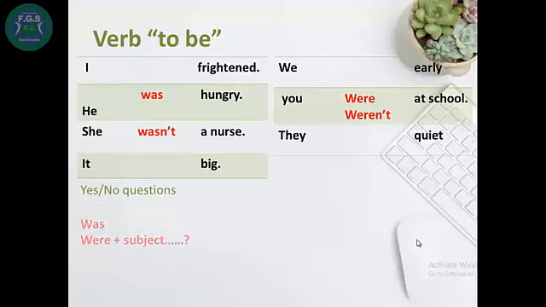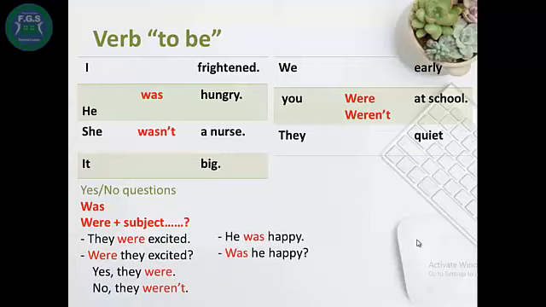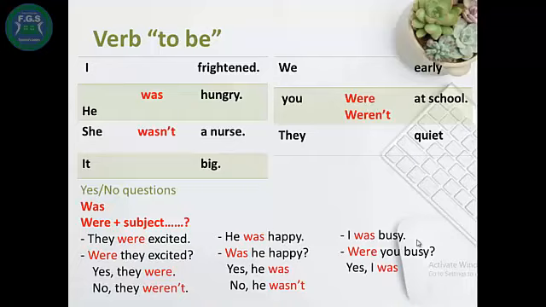Yes/no questions: we use was or were plus the subject. They were excited. Were they excited? Yes, they were, or no, they weren't. He was happy. Was he happy? Yes, he was. No, he wasn't. I was busy. Were you busy? Notice here we change I to you, so we change was to were. Were you busy? Yes, I was, or no, I wasn't.